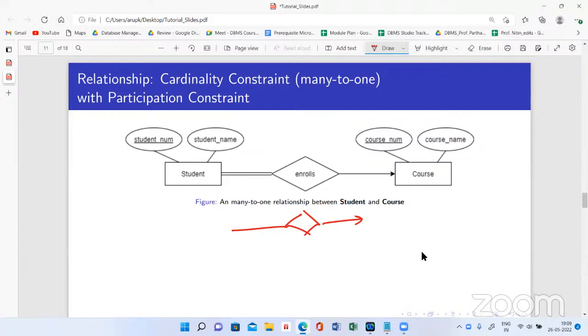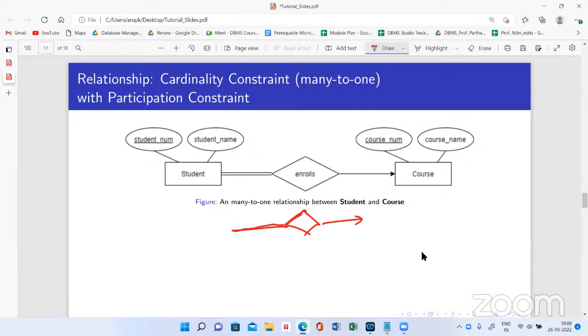At most one. A student can have at most one course. A course can have at most how many students? Many. I'm saying about what I have drawn over here. Just forget about the double line. First say, a student can have how many courses? At most one. A course can have how many students? Many, n number of students.